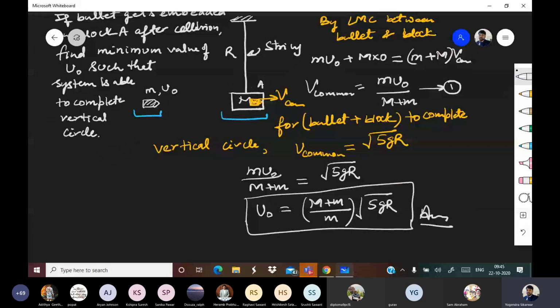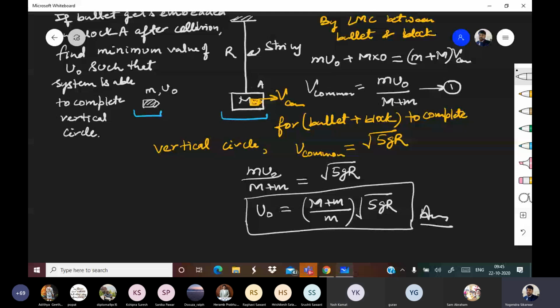Sir, why did you say that the speed of the block will be minimum root 5 gr? Because in the previous question it had been root 10 gr, sir. Sir, it can also have different values other than root 5 gr.